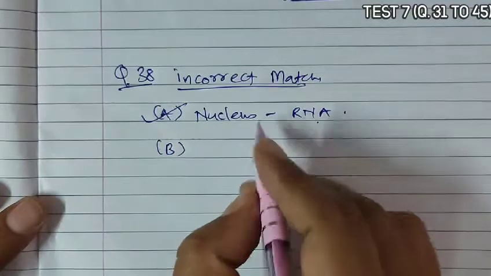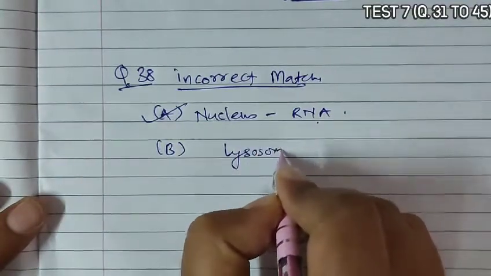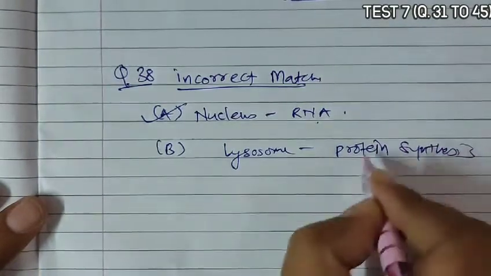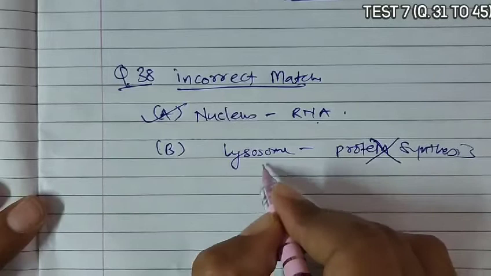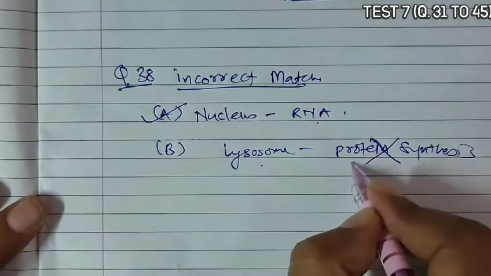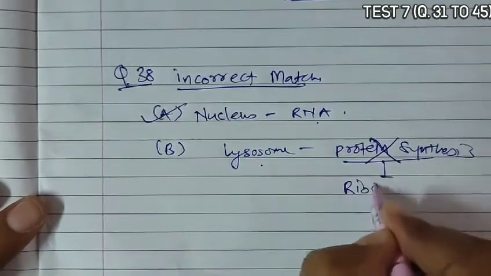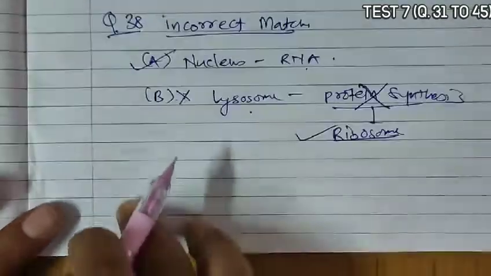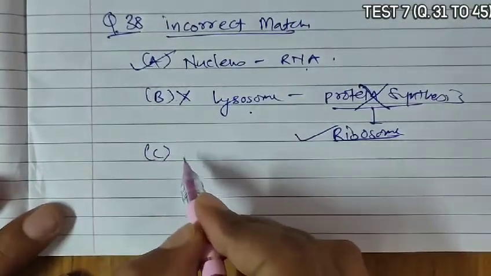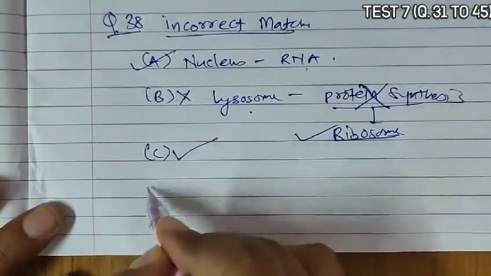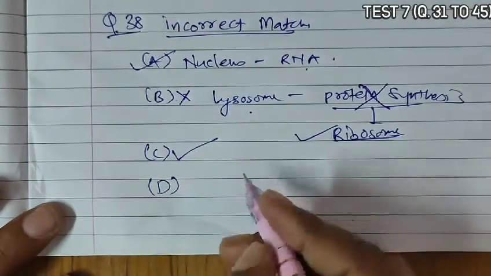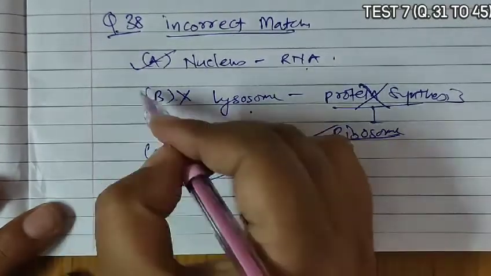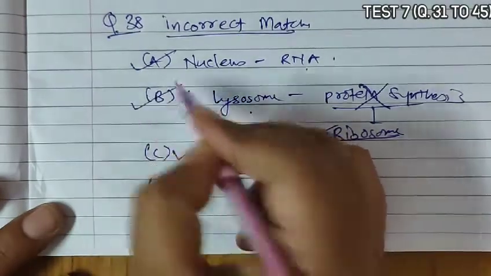B is given as lysosome is involved in protein synthesis. No, it is not involved in protein synthesis. Protein synthesis is carried out by a ribosome, not by a lysosome. So it is an incorrect statement. Option C is given as mitochondria involved in respiration. It is correct. And D is given that cytoskeleton and microtubule. Yes, microtubules are a type of cytoskeletal element. So option B is the incorrect match. So B is the correct answer.